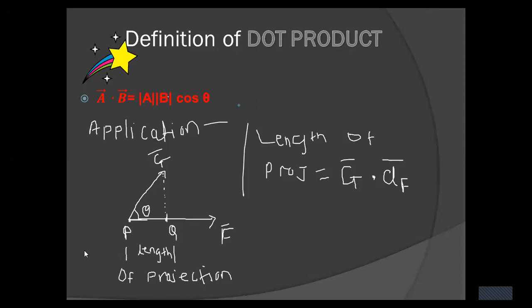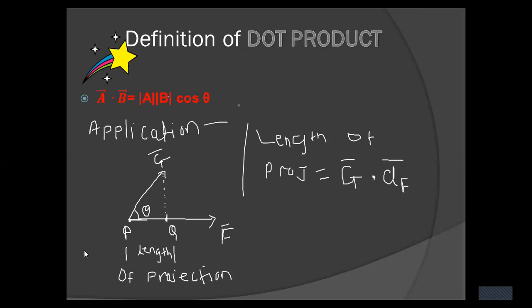So all of you understood? What is meant by length of projection? Once again, I will tell you. Length of projection is one of the applications of your dot product. It means by using the dot product, we can find the length of projection of any vector on another vector. For finding this length of projection, we are considering two vectors, G bar and F bar. The angle between them is theta.